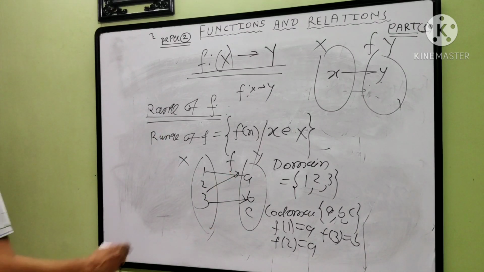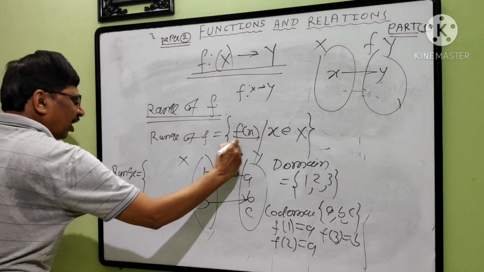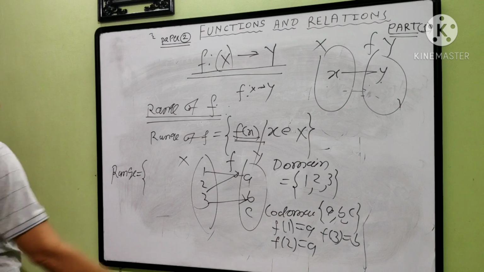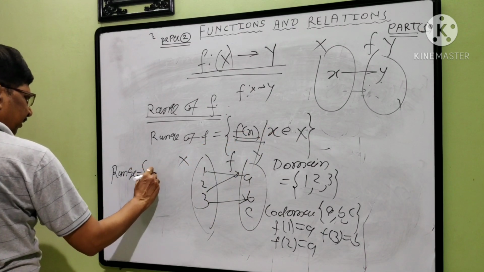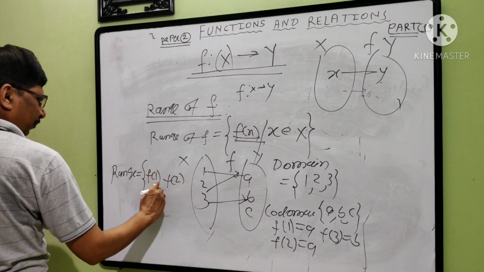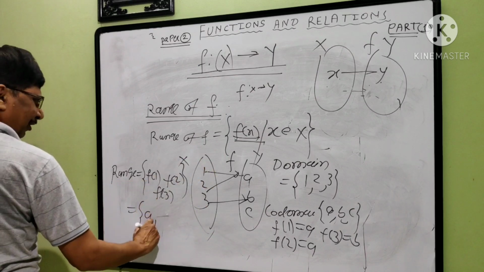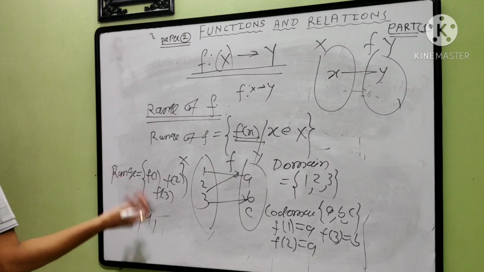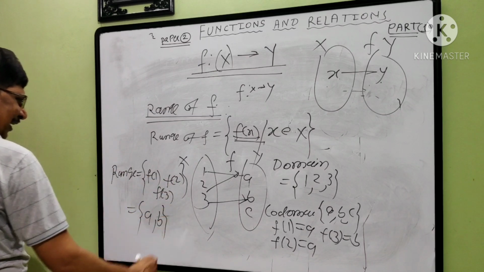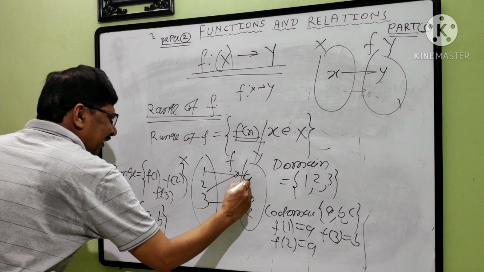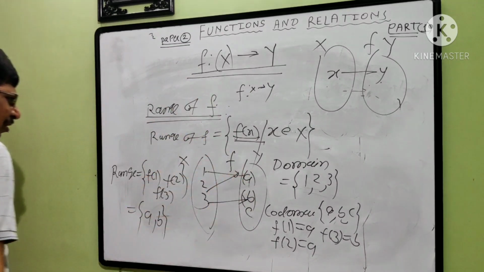Now what is the range? According to this definition, all f of x, x belongs to X, means what? f of 1, f of 2, f of 3. In other words, what is f of 1? A. What is f of 2? A. I am not writing this element again. And f of 3 is B. Means only in the range there will be two elements. It is a set of all related elements.